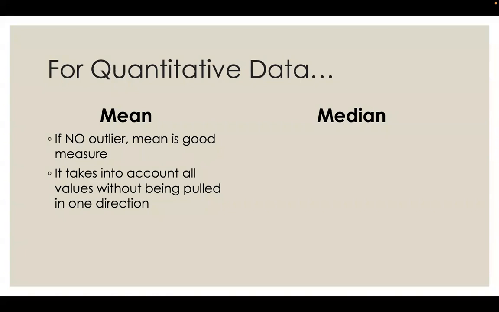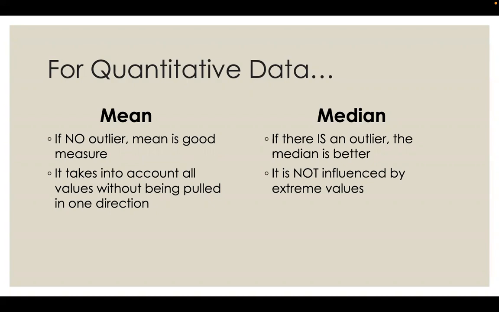If there is an outlier, right? So the outlier, either super small compared to everything else or super big compared to everything else, it's going to pull the mean in that direction, which is bad. So if there is an outlier, you want to use the median because remember the median is the middle number. So if you have one number that is huge compared to everything else, that's fine, right? Because the median is not influenced by that one extreme value. We're still going to find the middle of the data set.